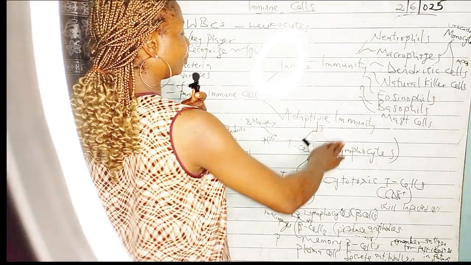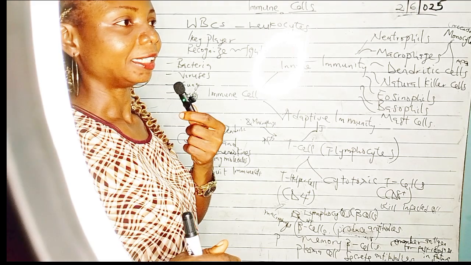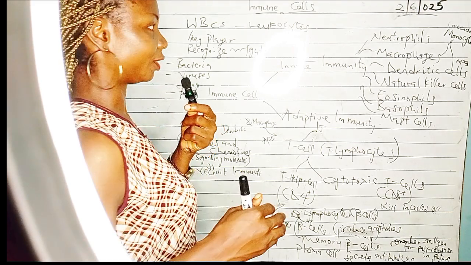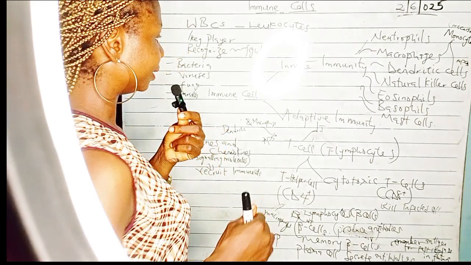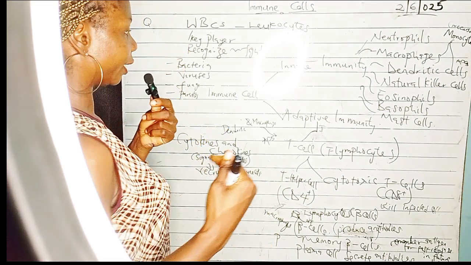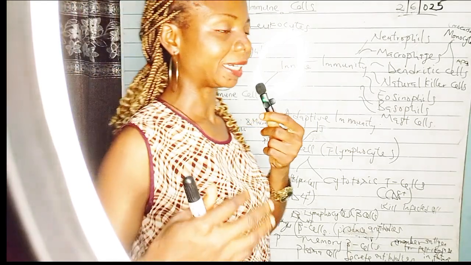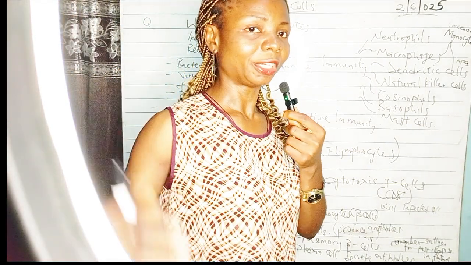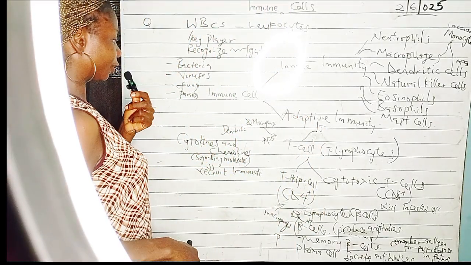In adaptive immunity, they are very specific and they don't act as fast as the innate immunity. They also help in the future because they produce memory cells, which help to fight invaders that may occur in future. So that is the adaptive immunity for you.